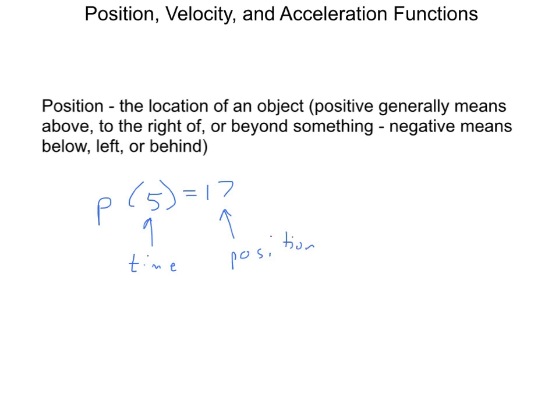So the object is 17 feet beyond something, or 17 feet above something, or whatever units you're using. If we were to say that P of 7 was negative 3, well, okay, that just means that at time 7, the position had changed to being negative 3. Okay? It's just showing us the location of an object.